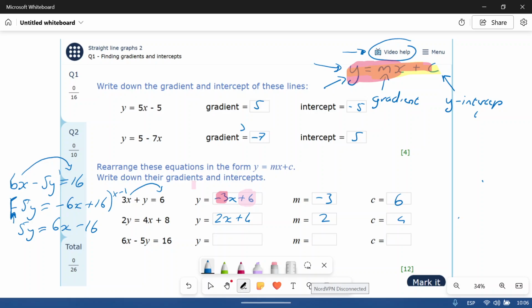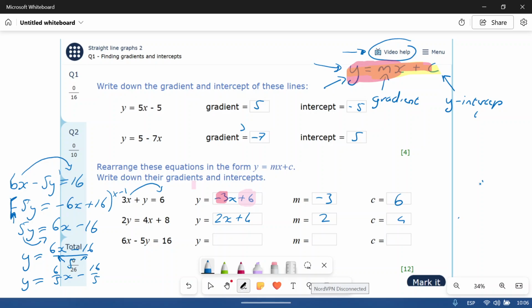Next is the 5. 5 times y, move the 5 to the other side. It means we are dividing everything by 5. Another way of writing this is we're dividing the 6 by 5, and we're dividing the minus 16 by 5. And that seems to be it.